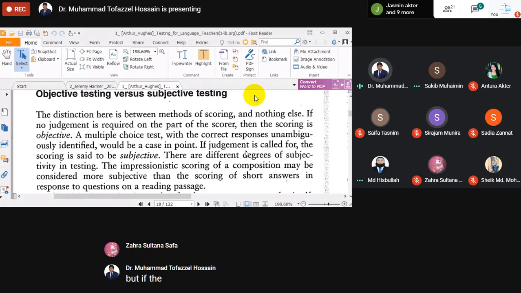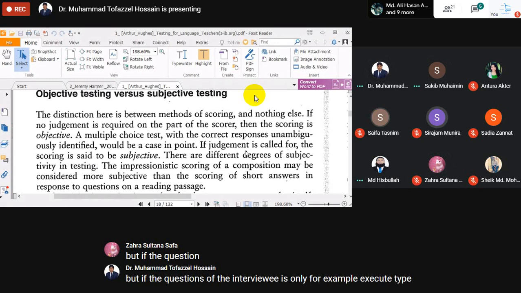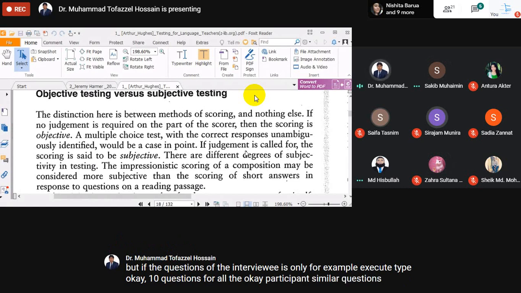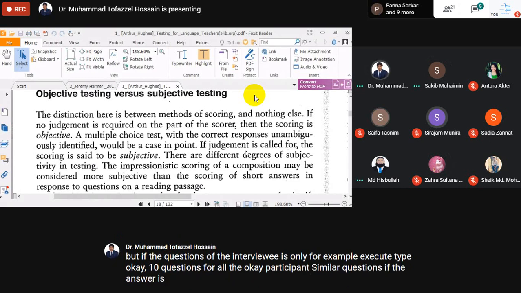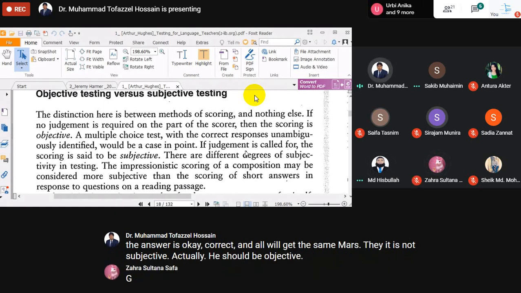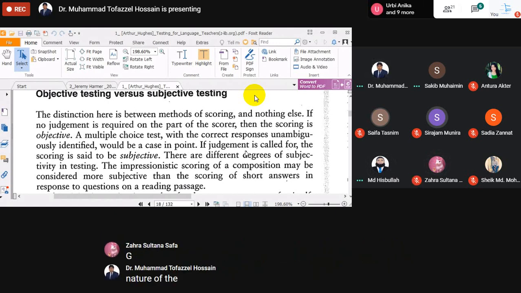But if the questions of the interview are only, for example, MCQ type. Okay, 10 questions for all the participants. Similar questions. If the answer is correct and all will get the same marks, then it is not subjective actually. It will be objective, because of the nature of the test.